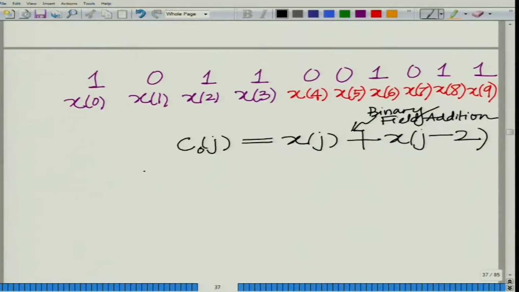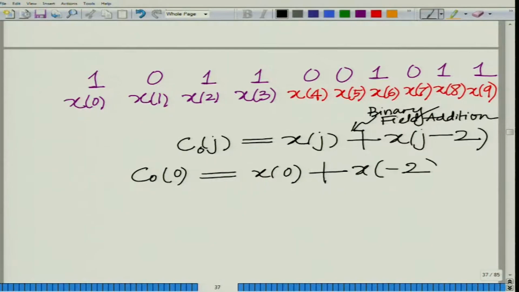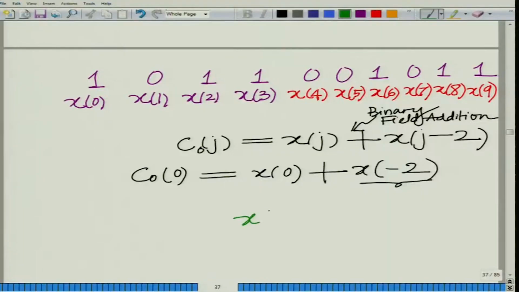Now we will realize that to compute C0 of 0, I need x of j plus x of j minus 2, that is x of minus 2. So I need to start somewhere. I am going to set both x of minus 1 and x of minus 2 to 0. Assume that the system starts from 0 0. We are going to see the interpretation of this later.